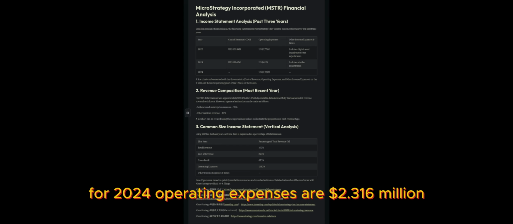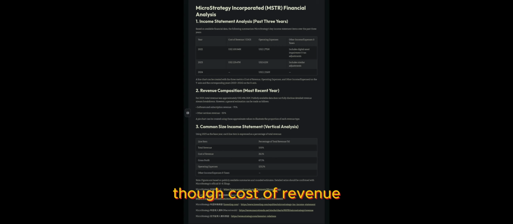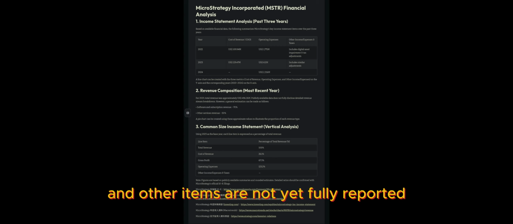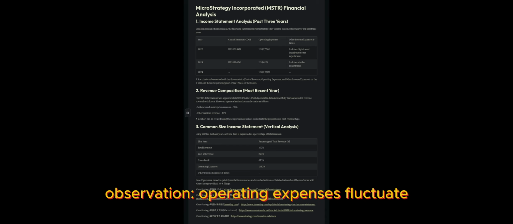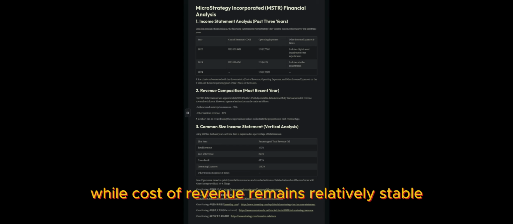For 2024, operating expenses are $2.316 million. Cost of revenue and other items are not yet fully reported. Observation: operating expenses fluctuate significantly due to digital asset impairment, while cost of revenue remains relatively stable.